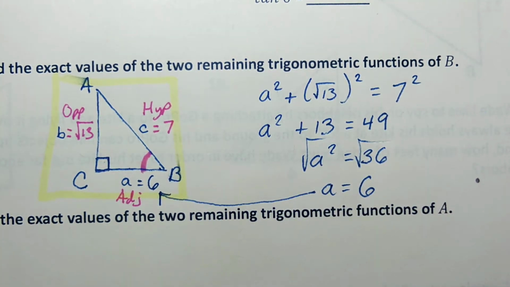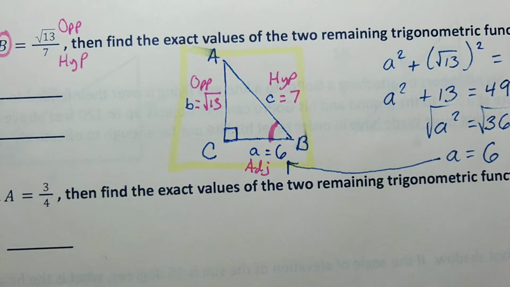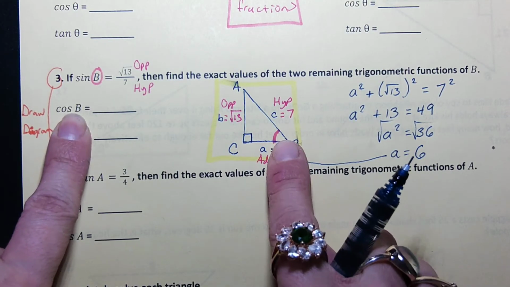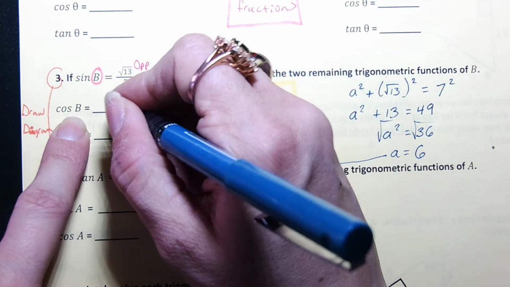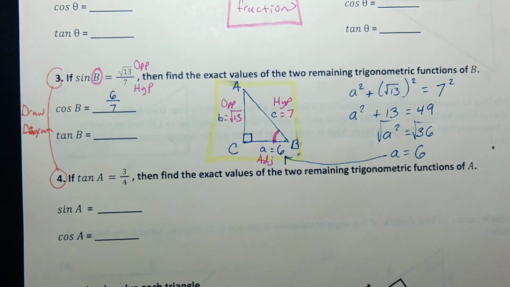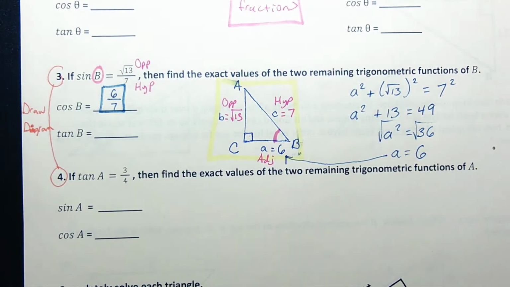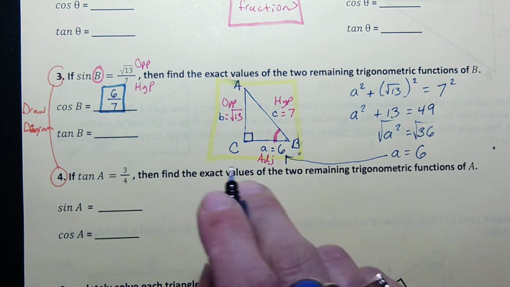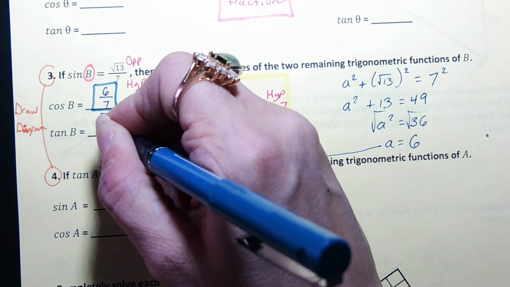So now we have all 3 sides, so we are ready to find our other trig ratios. So cosine is CAH, or adjacent over hypotenuse. So my adjacent side to B is 6, and my hypotenuse side is 7. Can I reduce that fraction? No, we cannot. Throw a box around it. And then tangent is TOA, so opposite over adjacent, or rad 13 over 6.